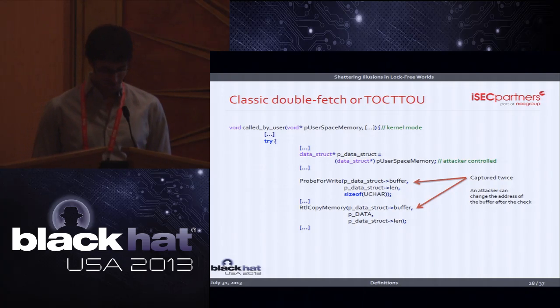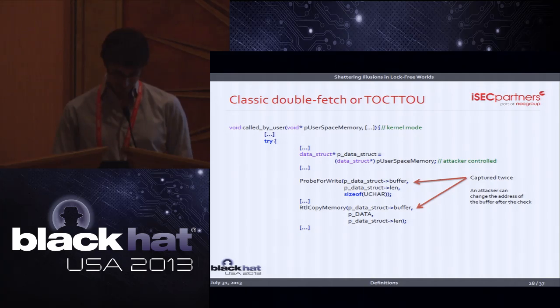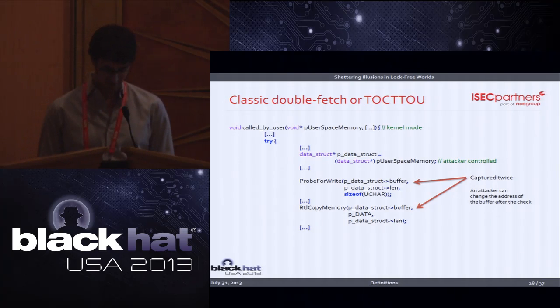So this is a very raw example. This could be the code in an ioctl handler, for instance. The user space memory pointer P points to attacker-controlled memory in user space. ProbeForWrite validates the memory to make sure it is in user space. And the same pointer is then used to copy data from kernel space, for instance. In this case, the attacker can modify the memory containing the address of the buffer and its length. And this can be done after the ProbeForWrite check, which can then lead to writing into kernel memory.